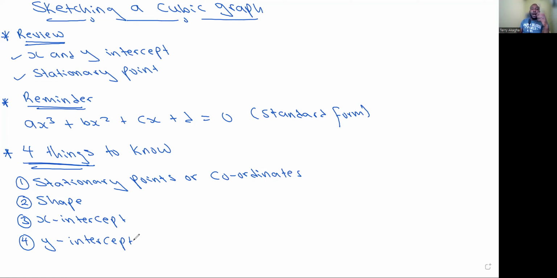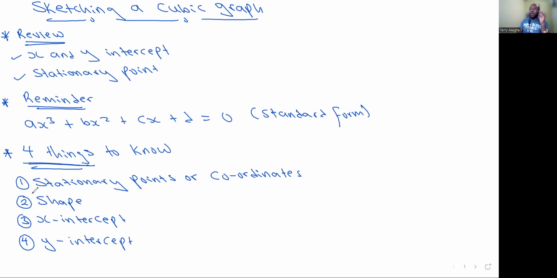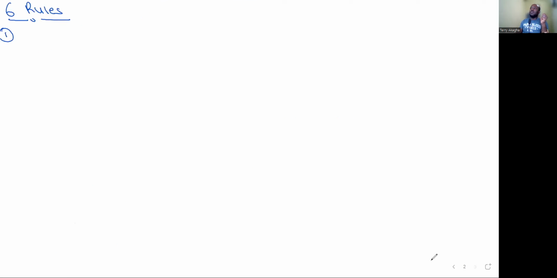All right, so how do you sketch? Let's go straight to it. There are 6 rules or steps in order to sketch a graph. I'm going to discuss this in terms of the 4 things, and I'm going to use them in the steps as well.